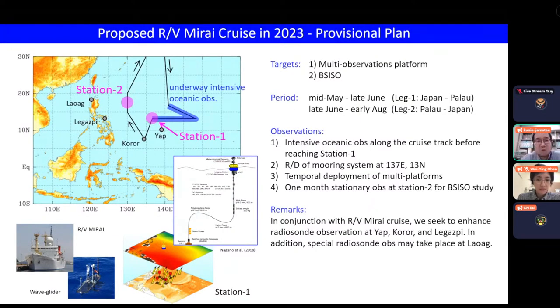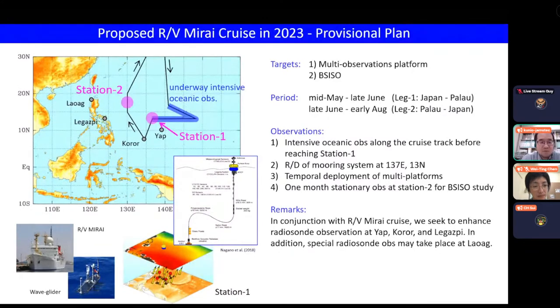I'm not sure many of you know that JAMSTEC has now withdrawn the TRITON buoy in the tropical western Pacific. But instead, we still keep one mooring system. In this area, we call it the Philippine Sea Buoy. But anyway, it's almost the same as the TRITON buoy.